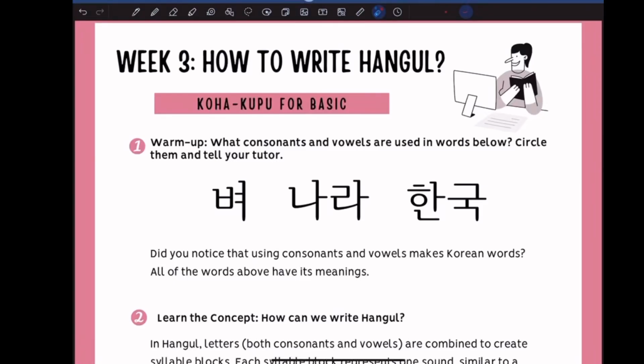For week 3, we're going to be learning how to write Hangul. So in this video, we're going to be going over a warm-up session and learning the basic concepts. So how do we write Hangul?